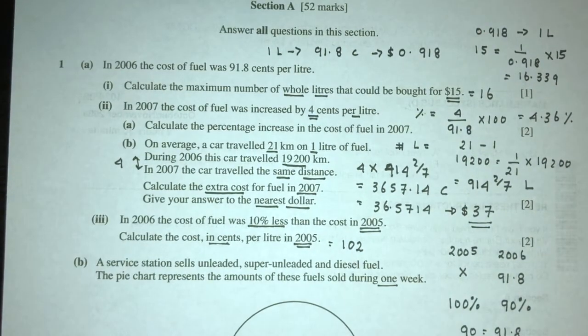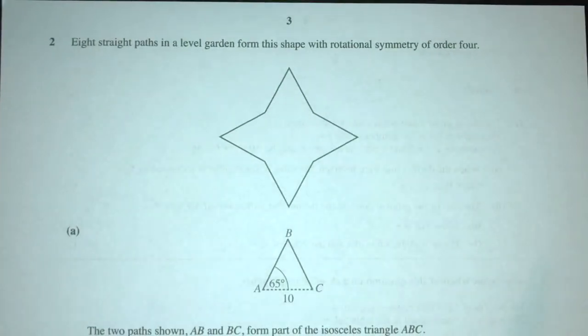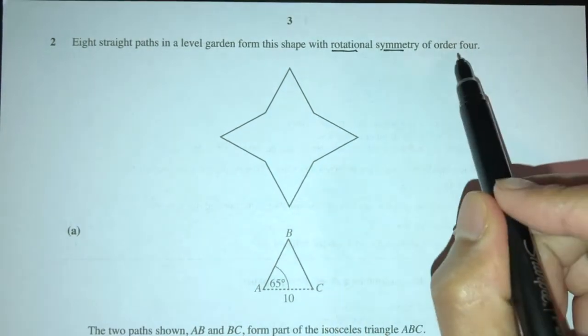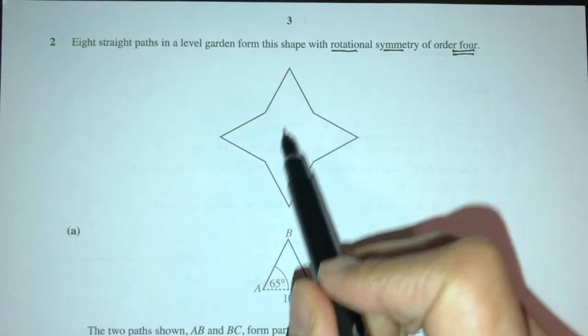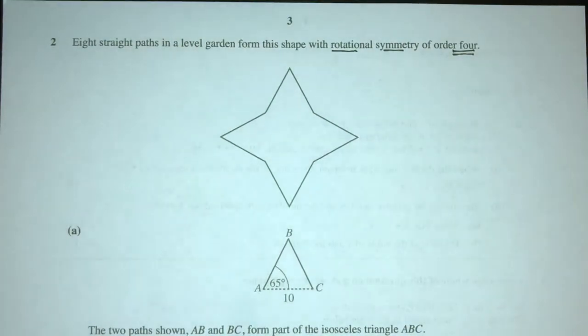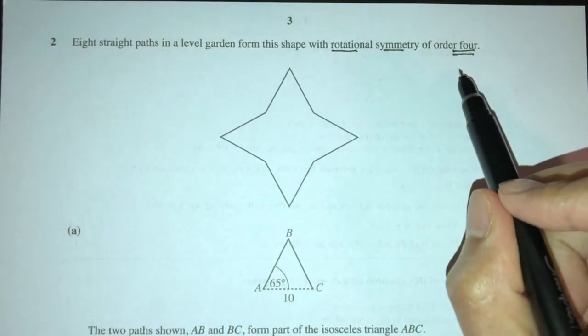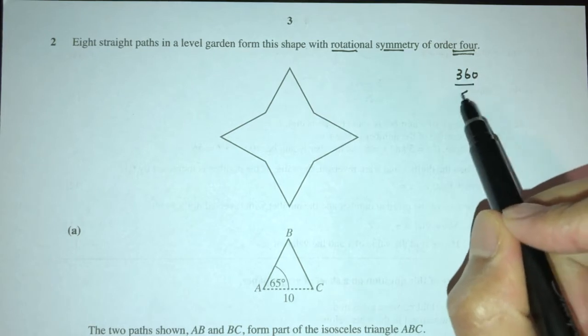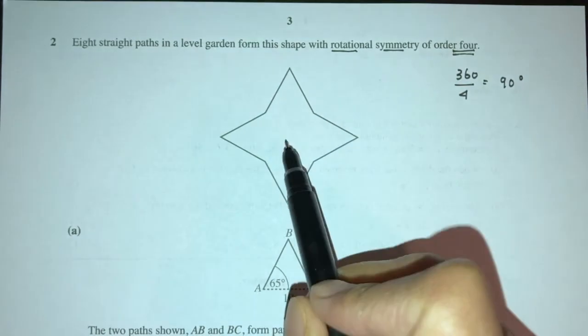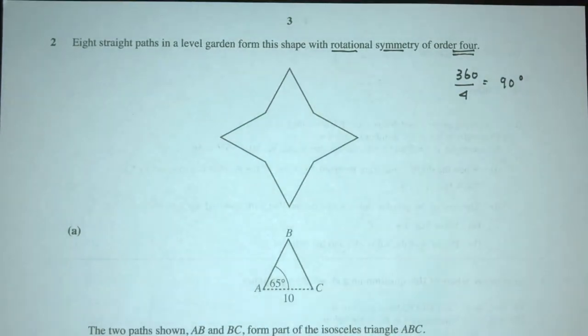Now we have to do question number 2. So here we have 8 straight paths in a level garden in the shape of this, with rotational symmetry of order 4. Since we have 4 of similar shapes on each side, these are the same, that's why it has order 4. Now for order 4, we take 360 divided by 4, that should be 90 degrees. So the center joined to them should be 90 degrees. But anyways, that is not important here. Let's move on to the question.